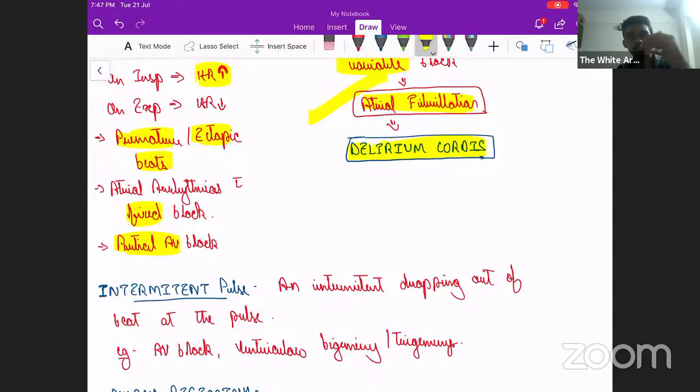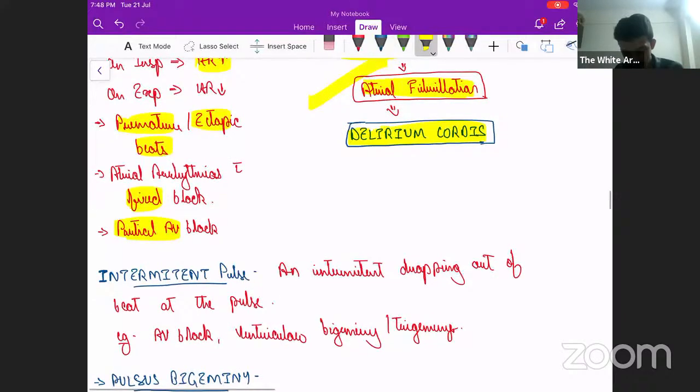Whenever there's a block, not all the activities from the SA node reach the ventricle because the AV node blocks them. In case of atrial arrhythmias or a partial AV block, what happens? There will be intermittent dropping out of the beat.